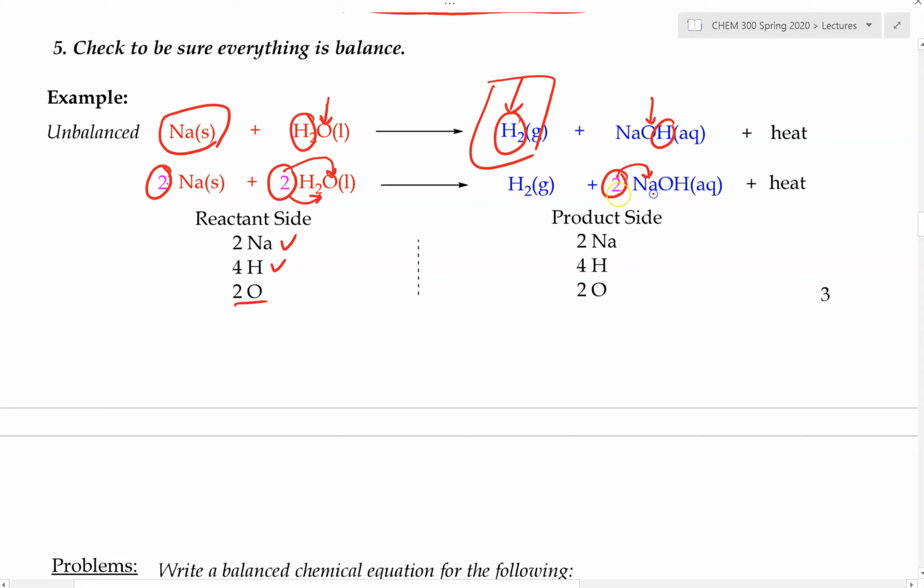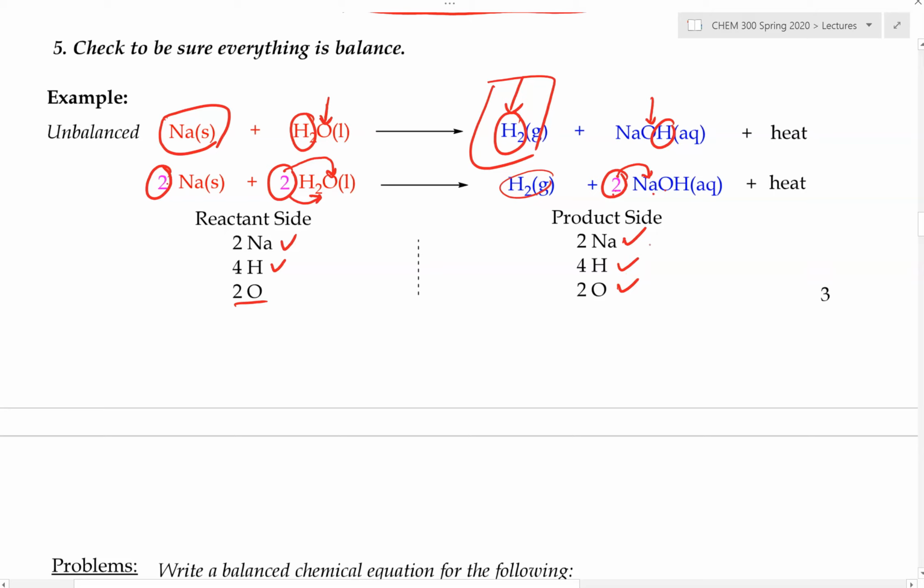So 1 sodium here multiplied by 2 equals 2 sodium. And now we will have 2 oxygen. So in this case, again, 2 oxygen. And now this will give us 2 hydrogen, plus the 2 hydrogen over here, that then gives us 4 hydrogen.